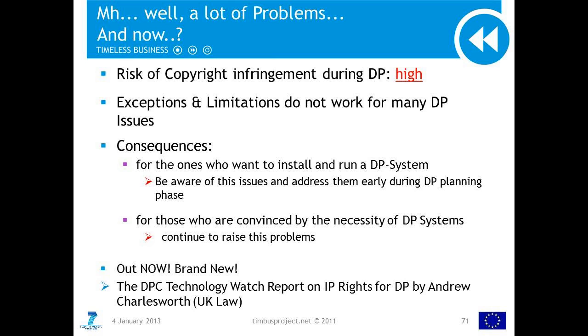Out, brand new, don't want to miss that: there's a DPC Technology Watch report on IP rights by Andrew Charlesworth regarding UK law. I read that and I really like it. I couldn't use a lot of it because it's all about UK law, but it's very good if you're interested in this stuff, and it gives a very good overview. And next year comes the ITM books.